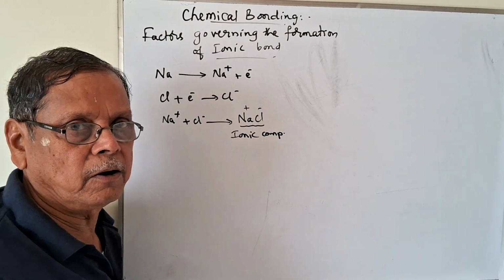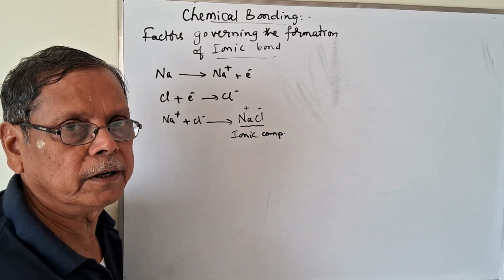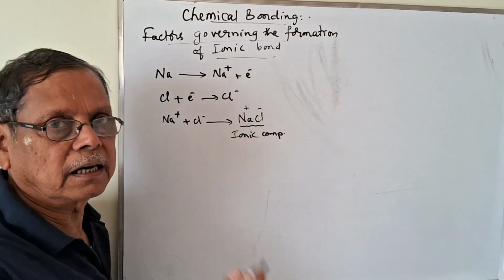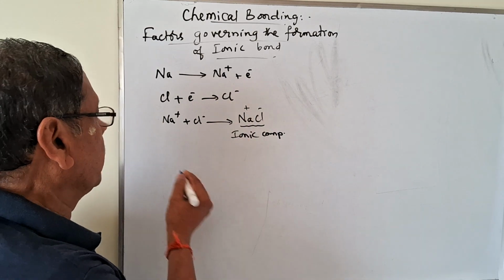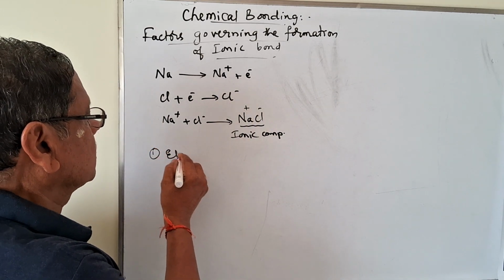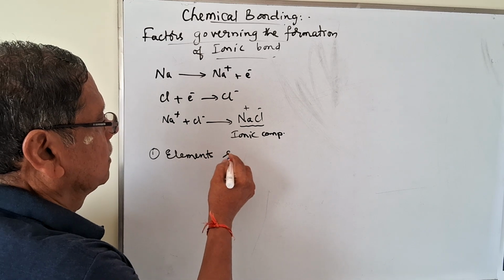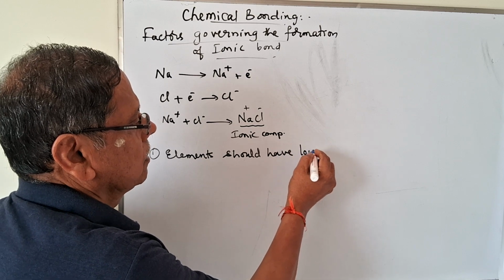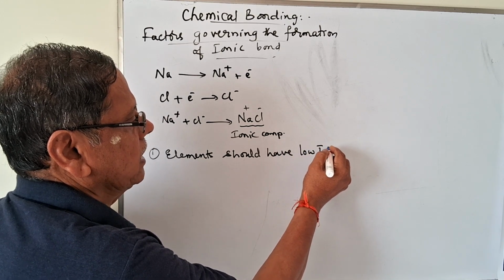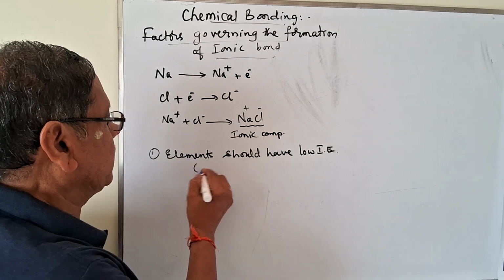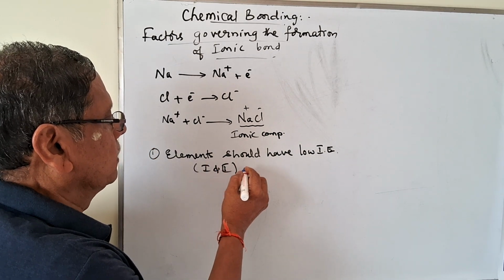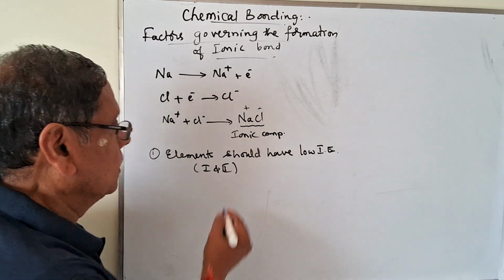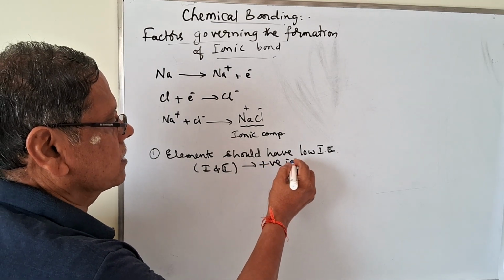For the formation of the ionic compound, there are factors that govern the formation of the ionic bond. The first one is that elements should have low ionization energy, or low ionization enthalpy. Usually we observe that the first and second group elements have low ionization energy. They give positive ions easily.